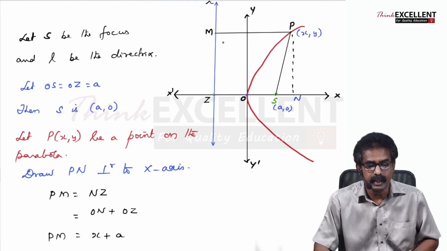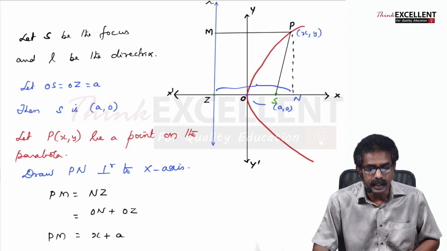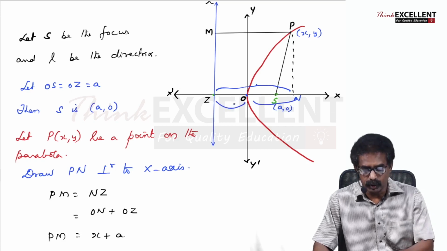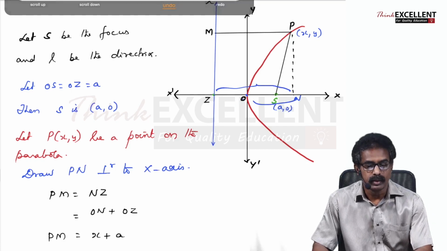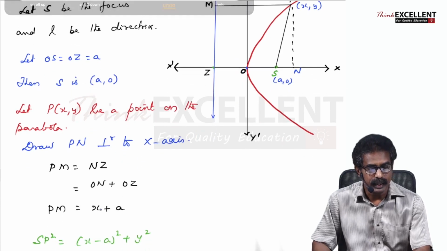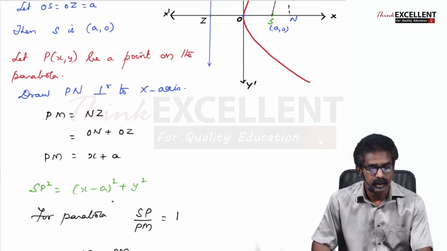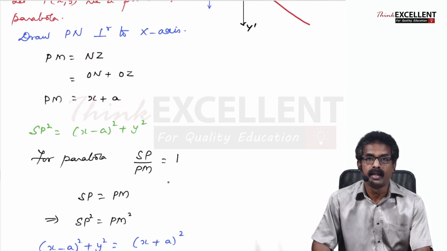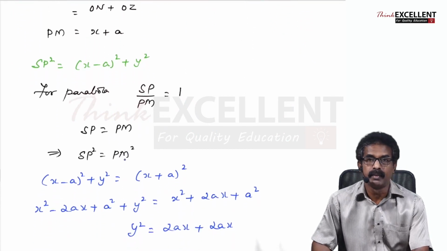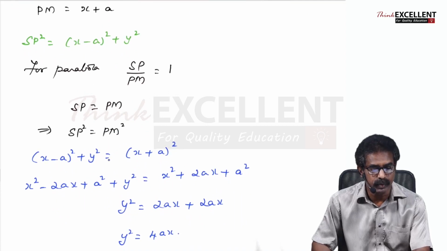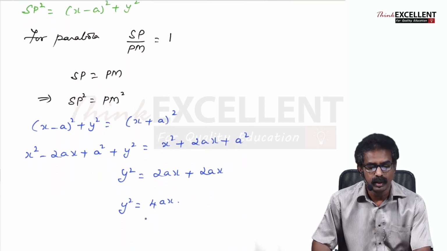You can see the diagram. PM and NZ are same, and that NZ, this full distance, can be written as the sum of ON plus OZ. So you are getting x plus a. SP square, distance formula we are using. Then SP by PM equal to 1. Cross multiply, SP equal to PM, square it, SP square equal to PM square. Just substitute, you will get the answer.